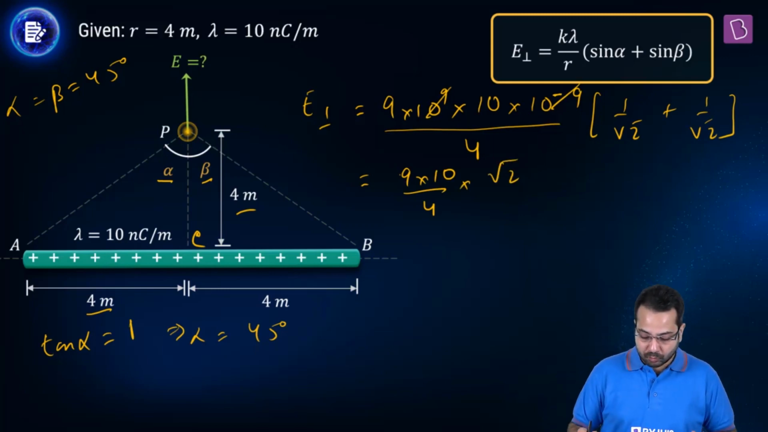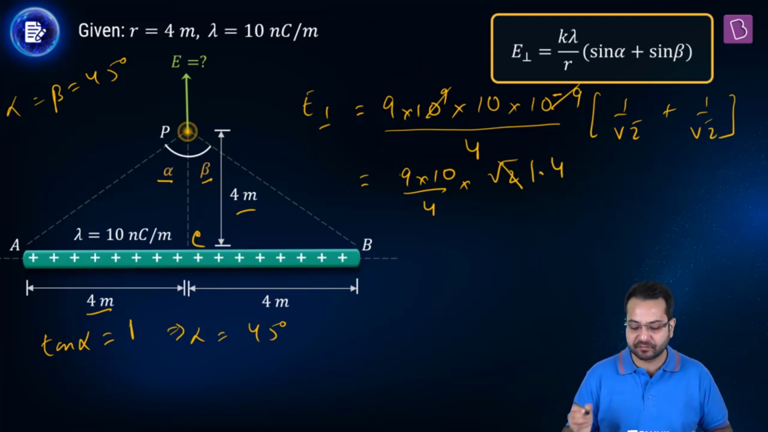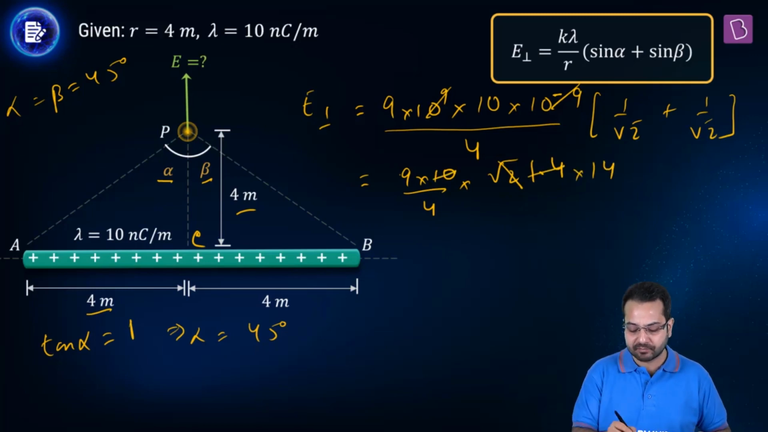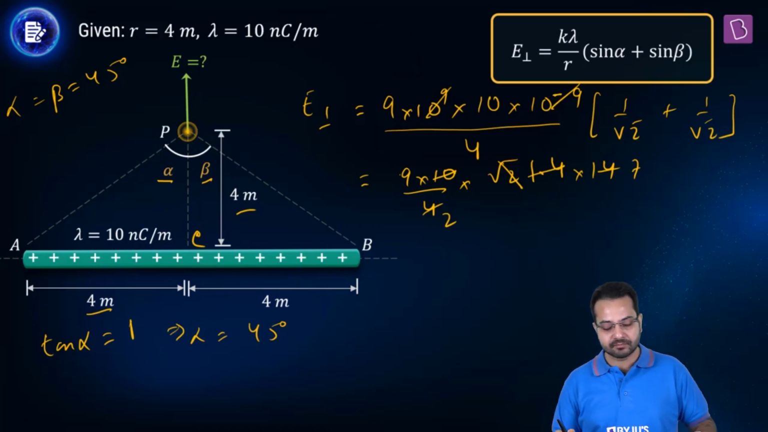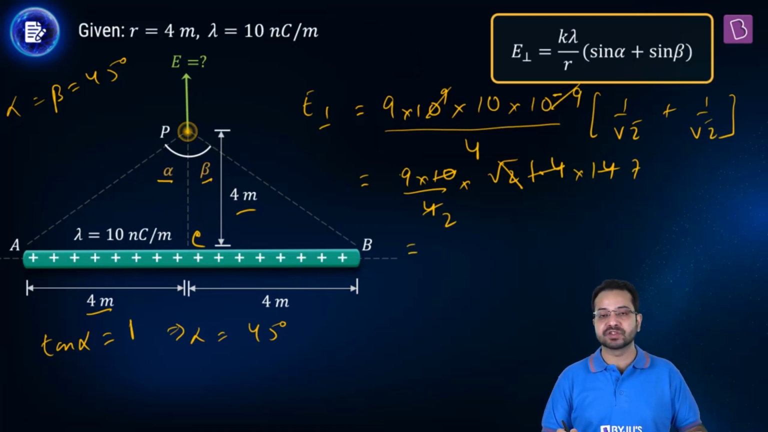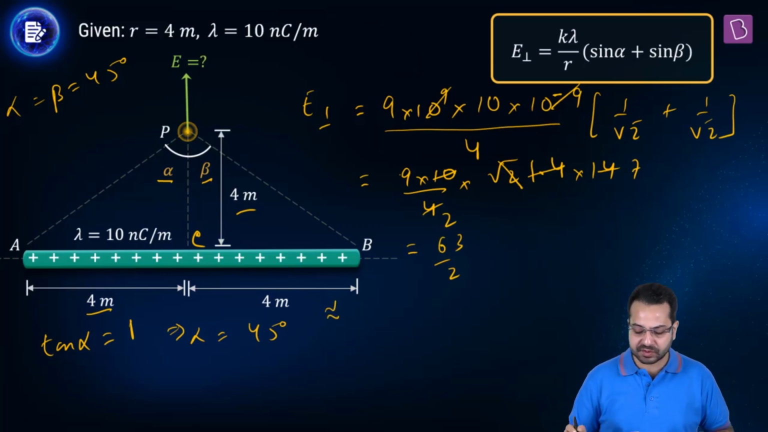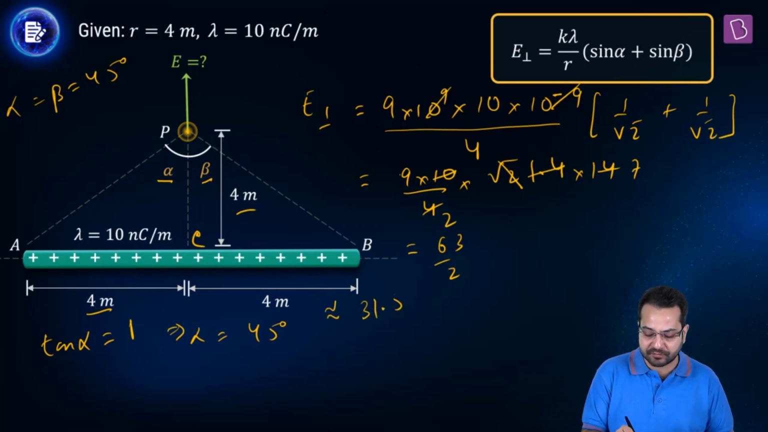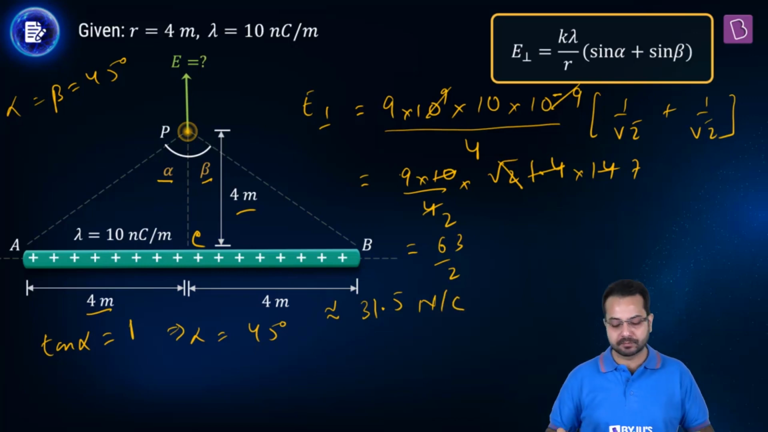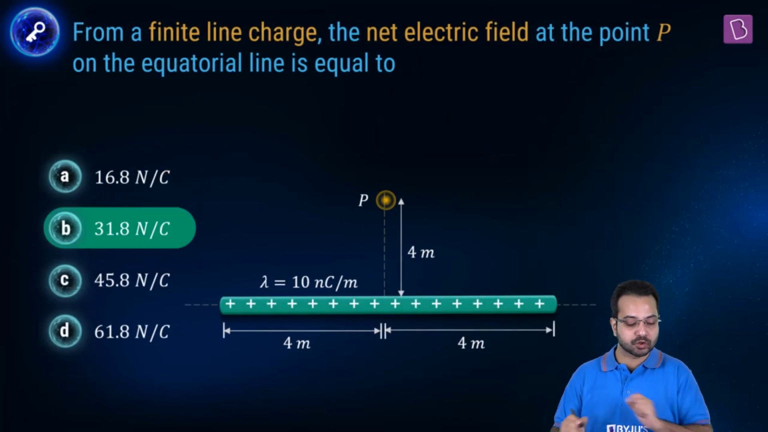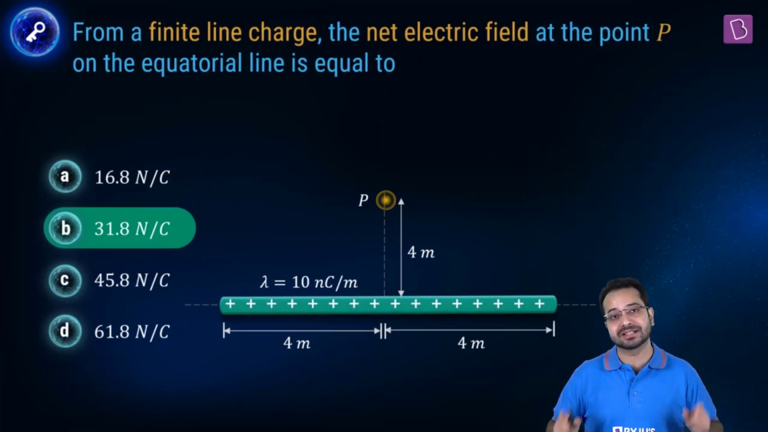Okay, so what do we have here? Root 2, I can write it as 1.4 approximately. So 10 and 1.4 becomes 14. So we have 2 and we have 7. So 9 into 7 is 63, and 63 divided by 2 is approximately going to give me 31.5 Newton per Coulomb. Now let's have a look at the options. The option which is closest to our answer is option B. Hence that is going to be my right option.